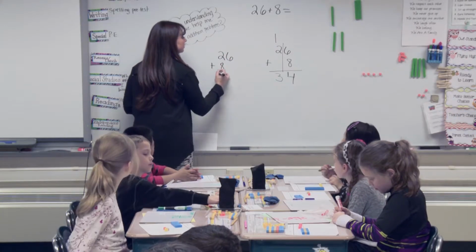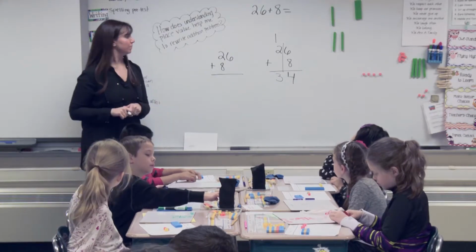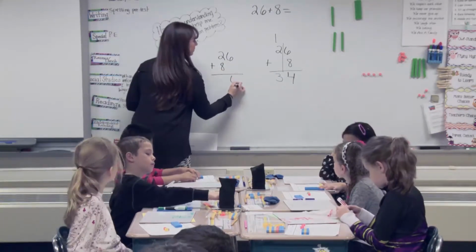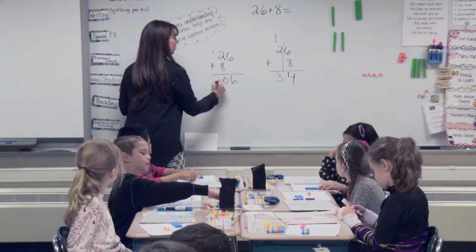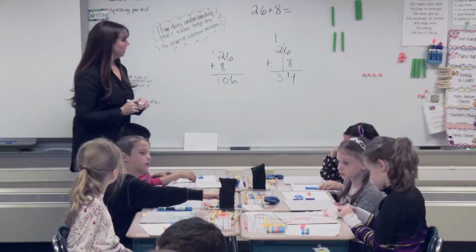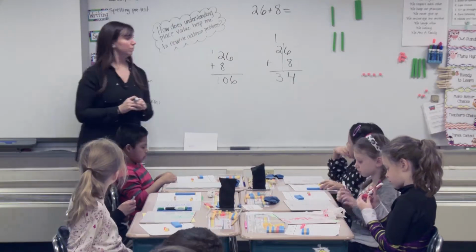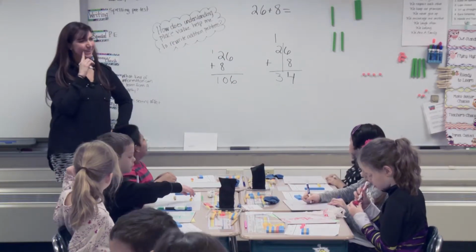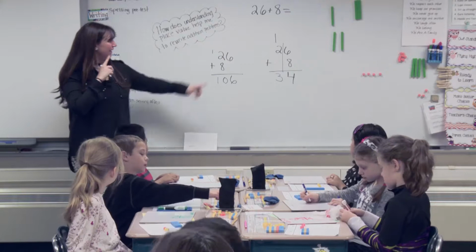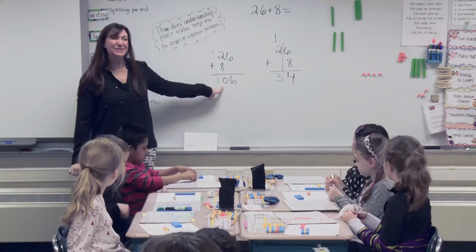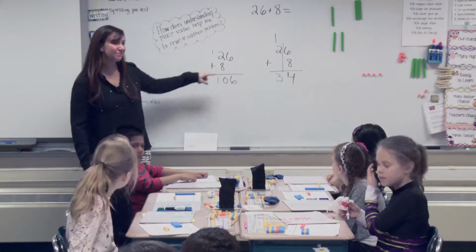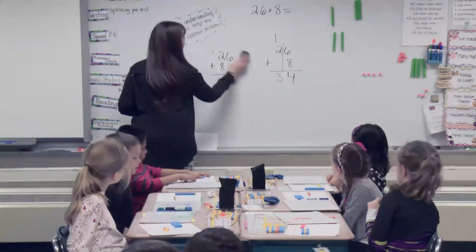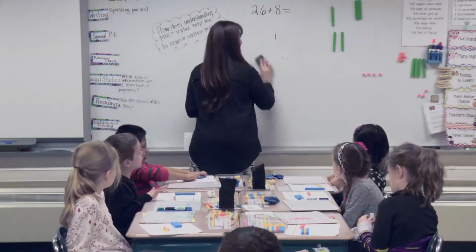Boys and girls, do you see how, what if I had done it like this? 26 plus... Oh. Oh, that doesn't look right. 26 plus 8 is 106. No. Do you see why it's important to line up the numbers in the right place? Okay. All right. So now I'm going to give you another one to try.